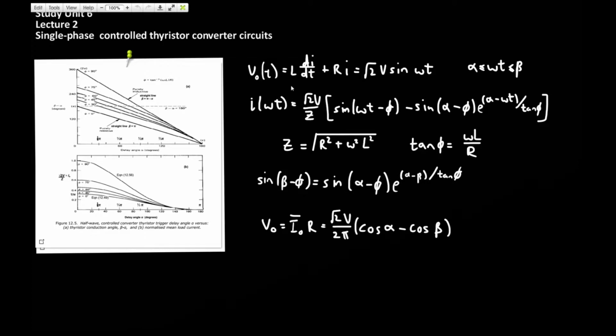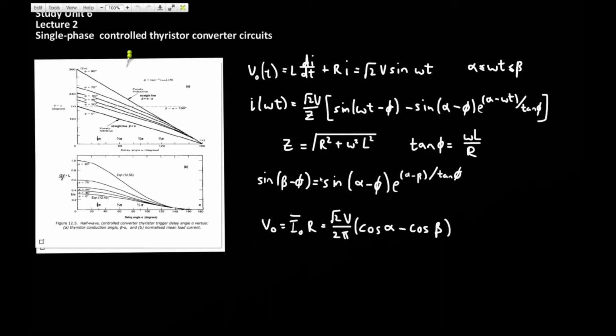The output current as a function of time can be derived by solving the differential equation in terms of di/dt. So a generalized solution for the output current is shown here. The i as a function of omega t is equal to root 2 V divided by an impedance Z, which is defined over here, multiplied by a bunch of trigonometric functions which describe the various angles and the relationships between the angles alpha and theta, where tan theta is given by omega L over R, and alpha is the delay angle and beta is the extinction angle.